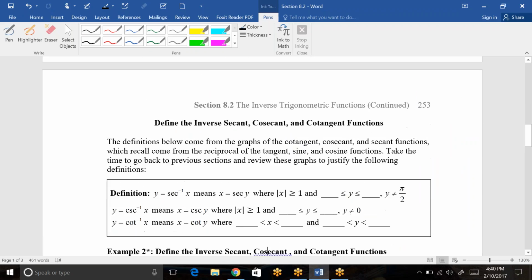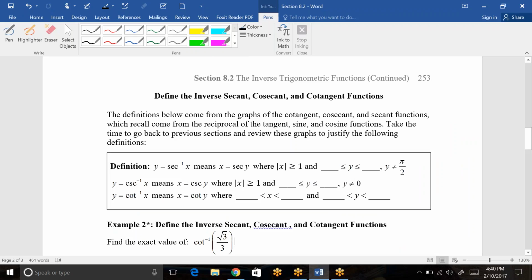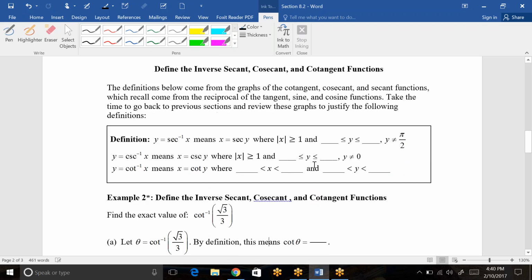Okay, so that then takes us to defining the inverse secant, cosecant, and cotangent functions. They have all these definitions in the book and in the pictures. I want to show you how I came up with this part right here for both of these. So secant and cosecant inverse, remember, they have to do with how did we find the graph of secant and cosecant? Remember, because secant is the reciprocal of cosine and cosecant is the reciprocal of sine.